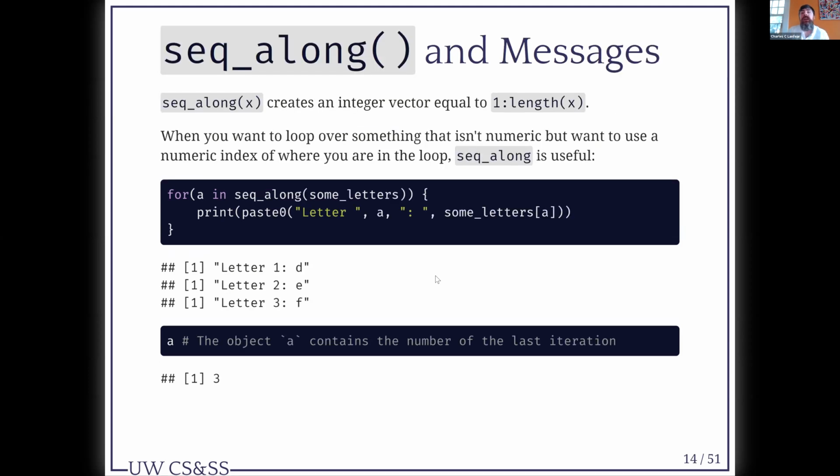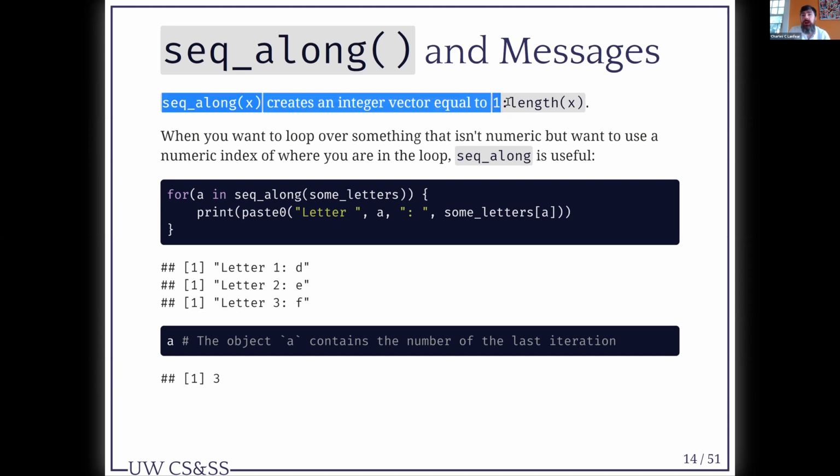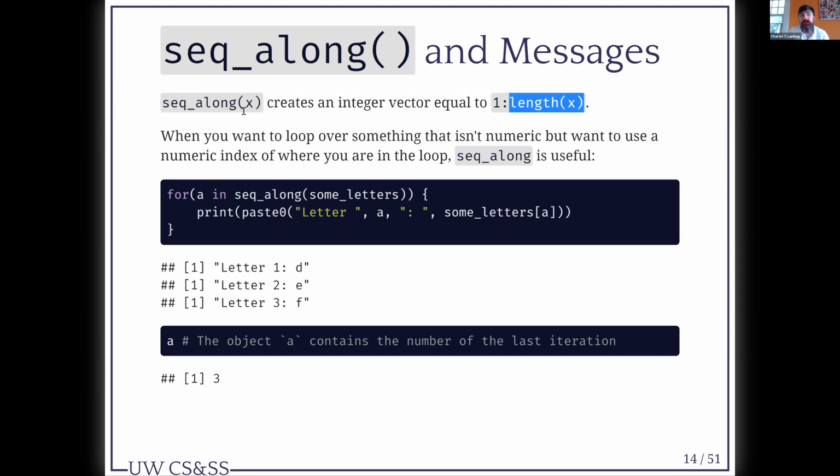Okay. So a nice shortcut sometimes for running loops is seq_along. If you do seq_along(x), it will create an integer vector that starts at 1 and goes to the length of x. So here, if x was a length 10 character vector, seq_along(x) would produce the numbers 1, 2, 3, 4, 5, 6, 7, 8, 9, 10, right?